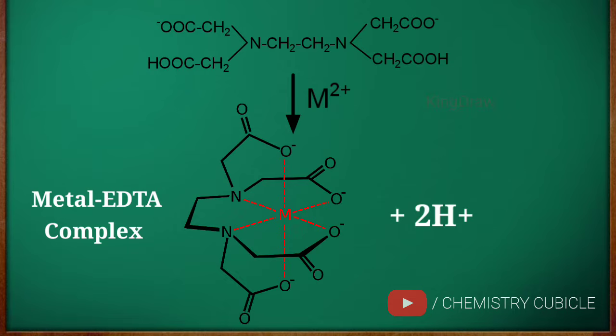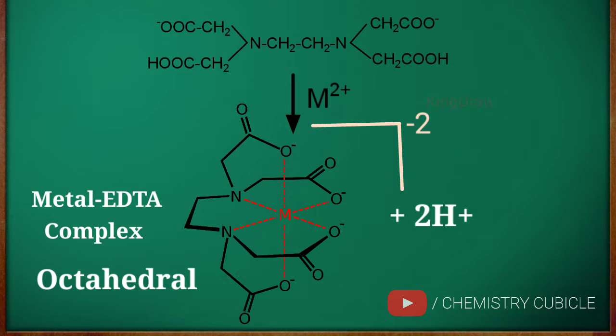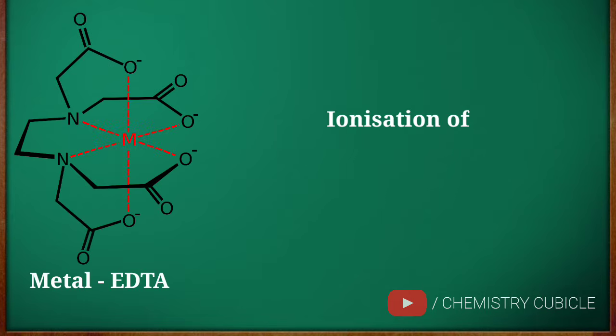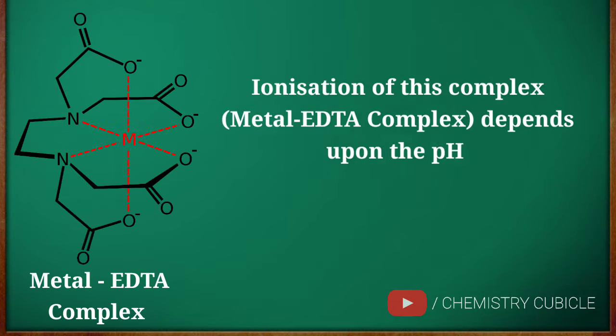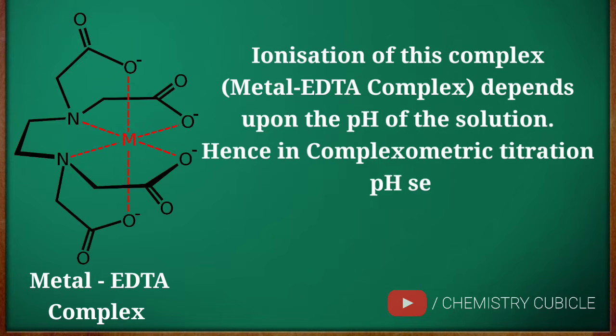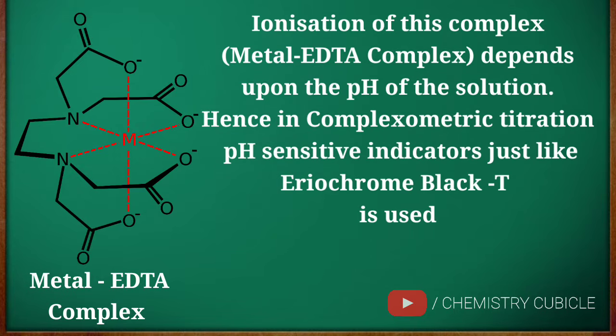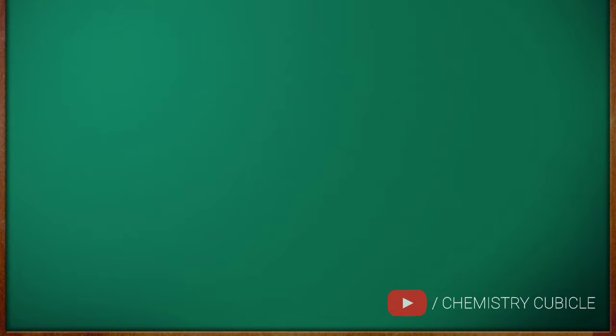The geometry of this complex is octahedral. See the red dotted lines. The overall charge on this complex will be -2. The ionization of this complex depends on the pH of the solution. Hence, in this titration, a pH sensitive indicator, that is Eriochrome Black T, is used. Now, let's see the procedure.